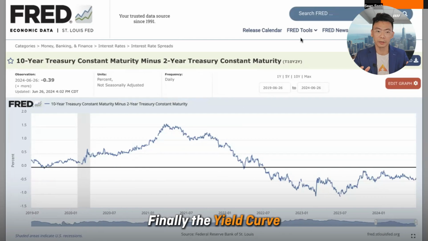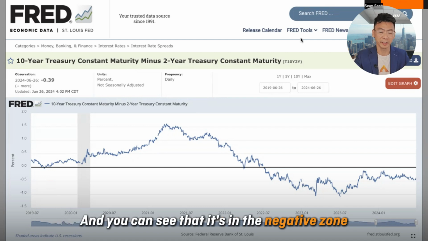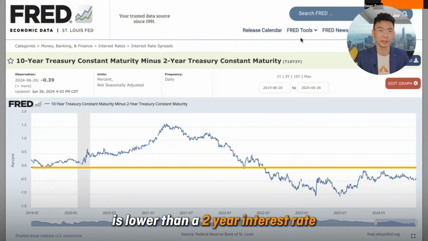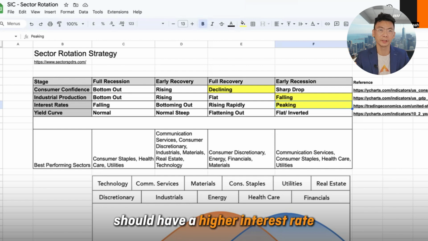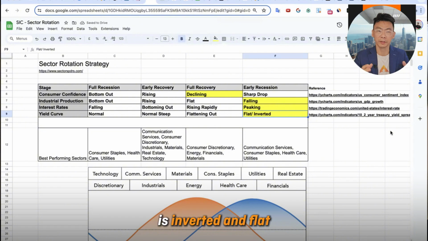Finally, the yield curve. This is the yield curve of the 10 years Treasury minus 2 years, and we can see that it's in the negative zone. This means that the 10 years Treasury interest rate is lower than the 2 years interest rate, indicating an inverted yield curve. Under normal circumstances, a long-term Treasury should have a higher interest rate since they're locking up our money for a longer time. But in this current situation, it's inverted and flat, indicating an early recession.